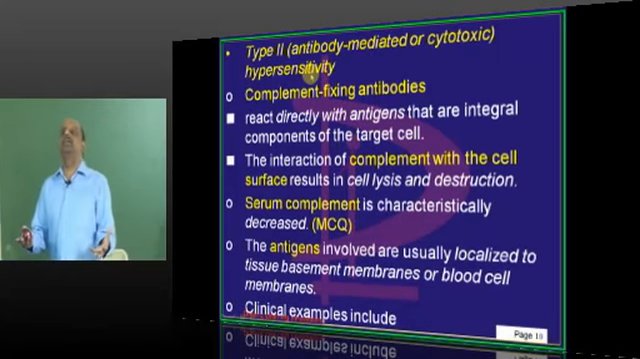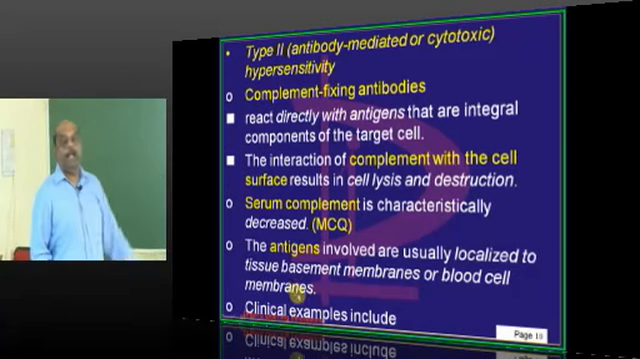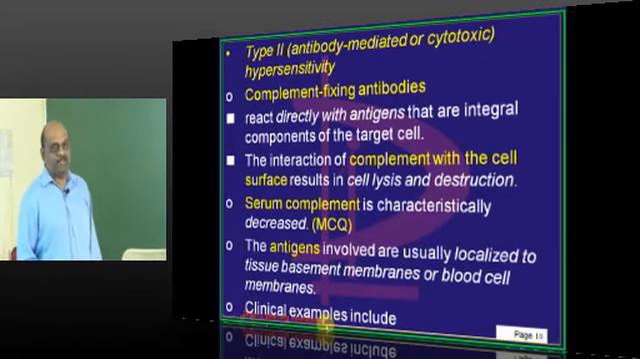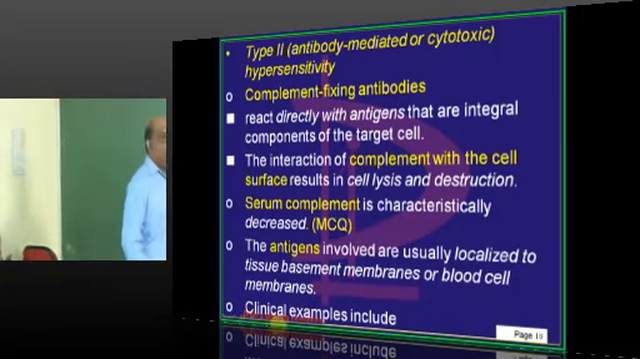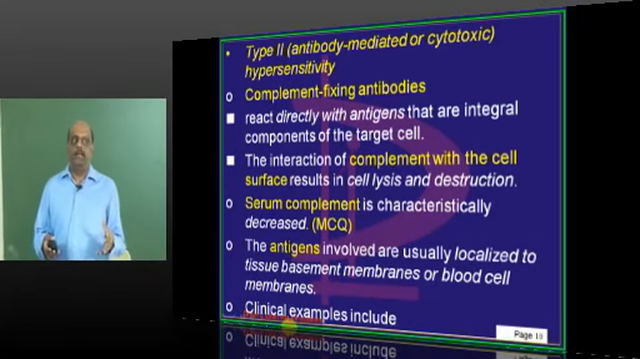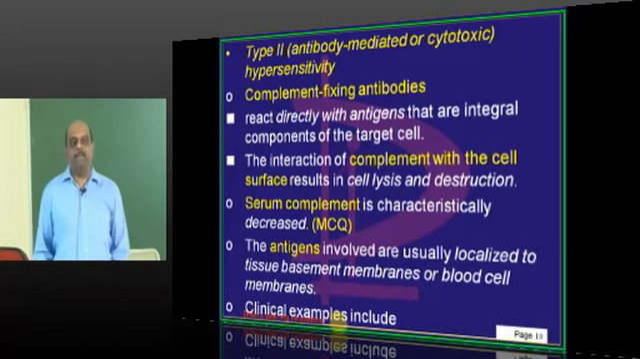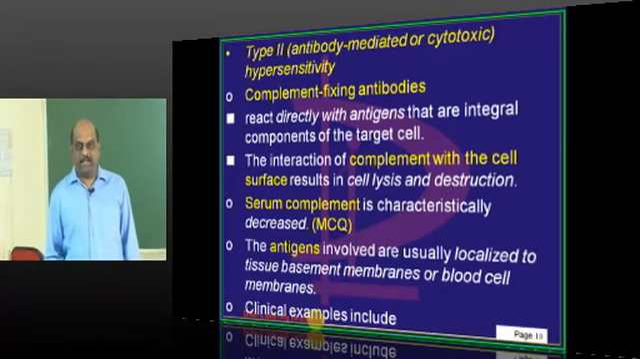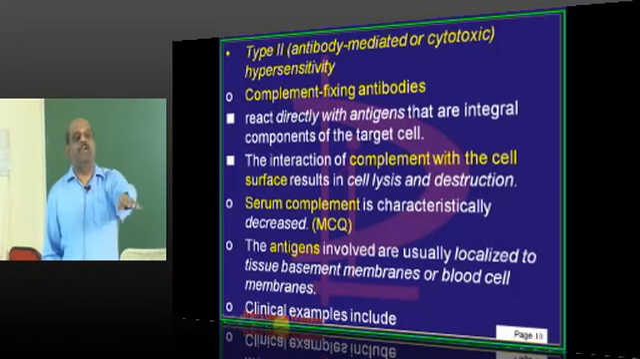Since complement is involved in this, patients with type 2 will show hypocomplementemia. In clinical scenarios mediated by type 2 hypersensitivity reaction, hypocomplementemia will be there. And where is that antigen located? It is in a fixed tissue like a basement membrane or an RBC membrane. Be sure it is fixed to the RBC membrane, not free floating in plasma.